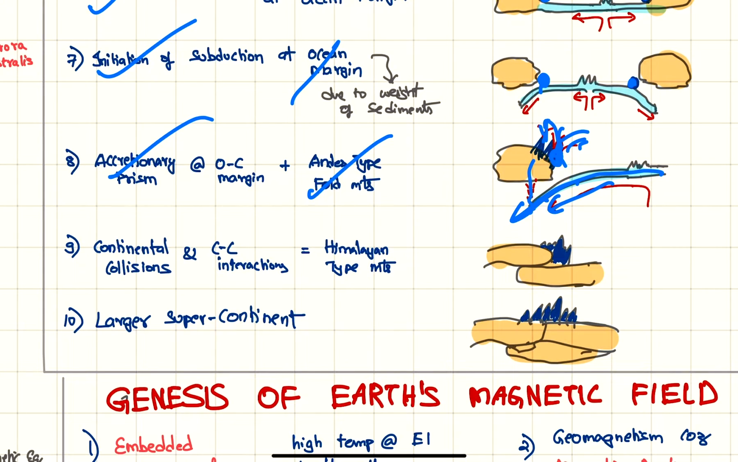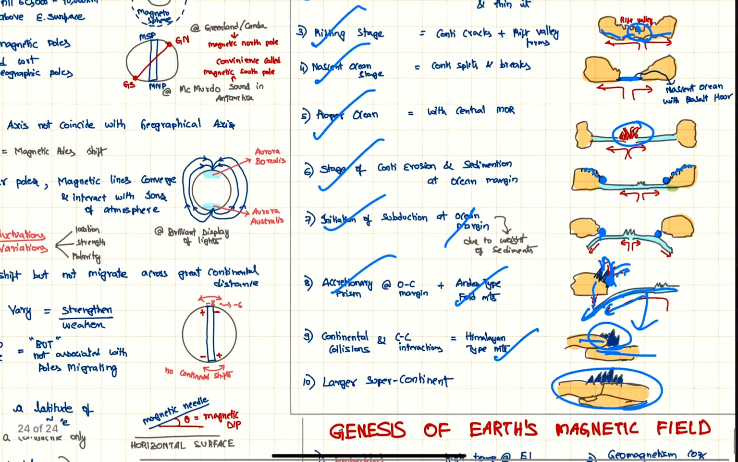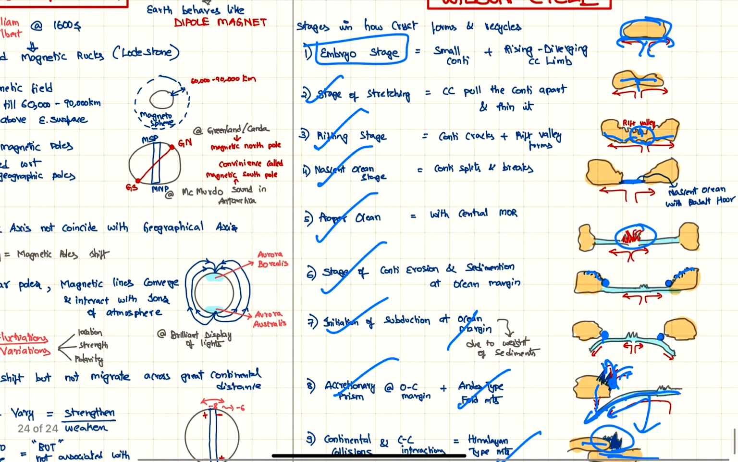Next, because the entire ocean floor is destroyed, the continents come together and collide and then form the Himalayan type mountains. So this is a supercontinent formed, and again the process repeats. The divergent limbs come here and the entire process repeats again.